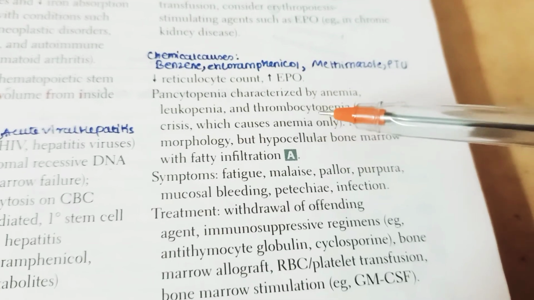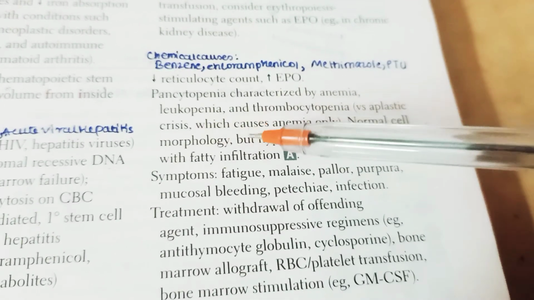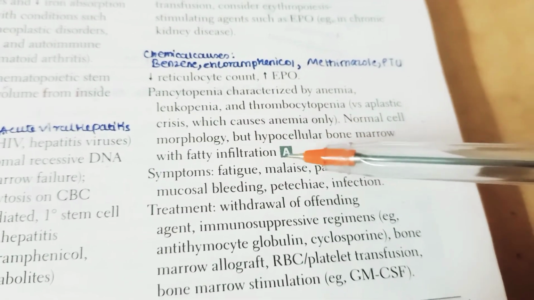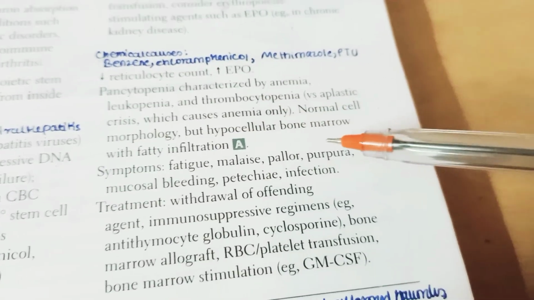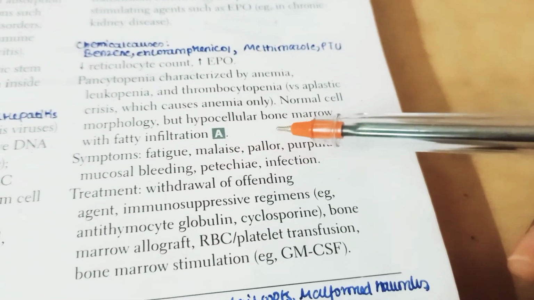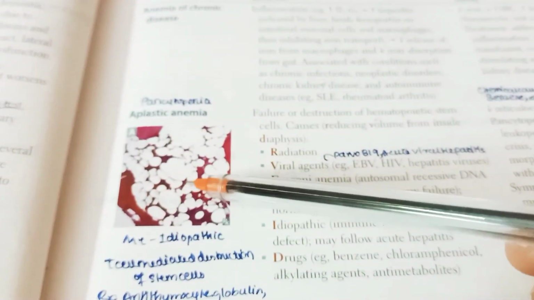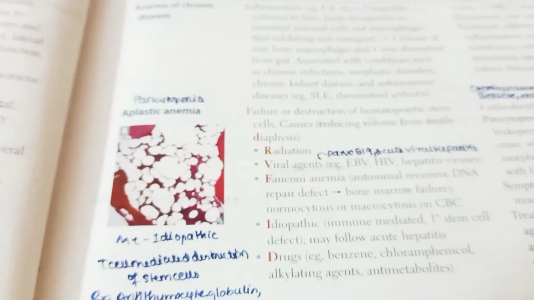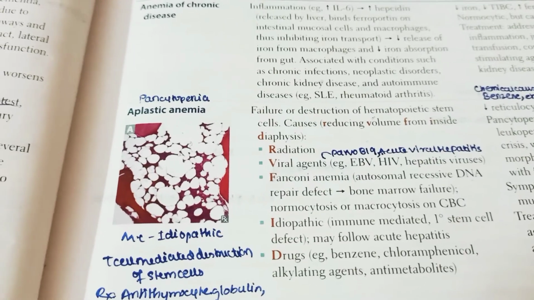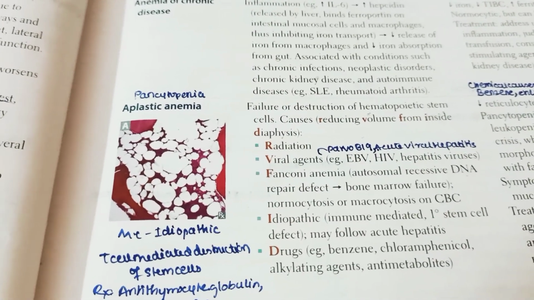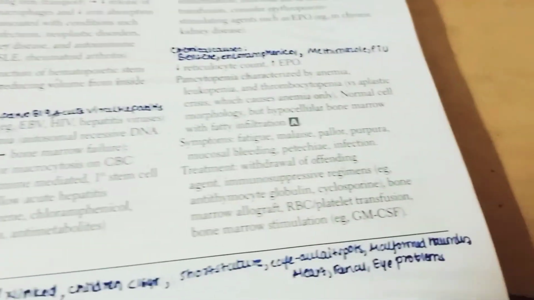There's pancytopenia, characterized by anemia, leukopenia, thrombocytopenia, and normal cell morphology, but hypocellular bone marrow with fat infiltration, that is important. You can see here, these are the fat cells. Fat cells are getting accumulated inside the bone instead of the stem cells, which should form all these blood cells.